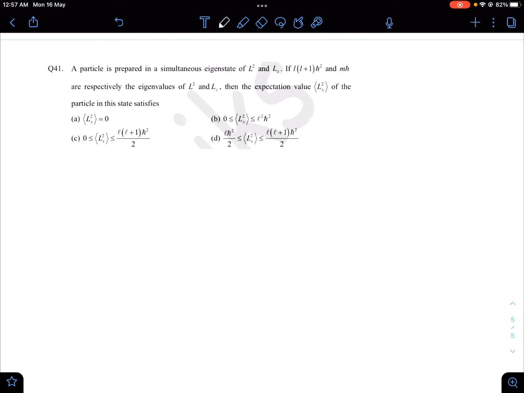Okay, so let us now solve this question. This question appeared in JEST, I think. It is related to angular momentum, what we have discussed just now. Here we have a particle that is prepared in a simultaneous eigenstate of L square and Lz. We have discussed generalized angular momentum.